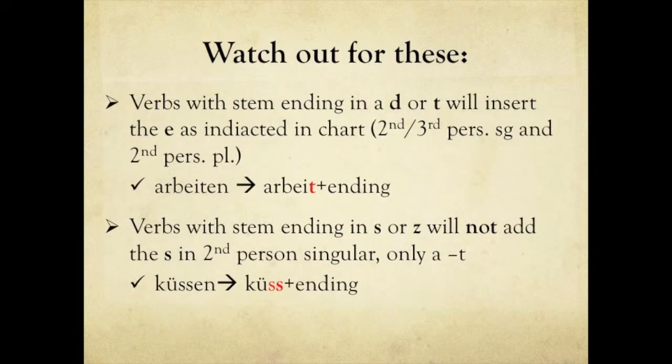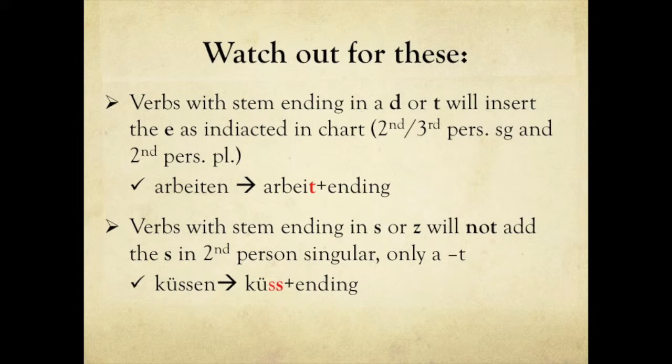And of course, German wouldn't be German if there wasn't some special things going on. So if the verb stem ends in a D or in a T, we will insert the E as I had indicated in the regular verb ending chart. So when we take off the en ending of arbeiten, to work, we end in a T, arbeit. So then we have to insert the E for the second and third person singular and the second person plural.